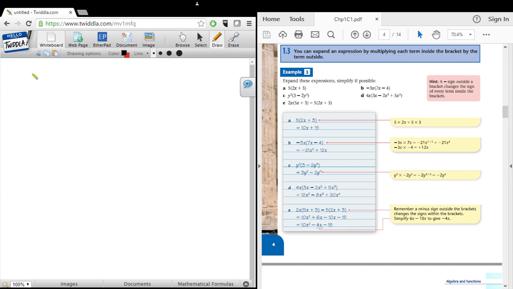We'll resume with C1, Chapter 1, and move on to Section 1.3, which discusses expanding. Now, expansion is the opposite of factorization. We haven't covered that yet. That's a subsequent part of the same chapter, but for those of you who might have heard the phrases expansion and factorization before, this is just for you to draw the connections together.